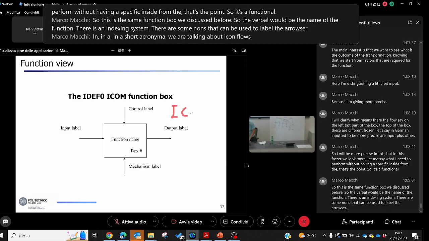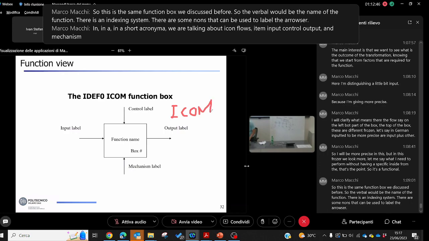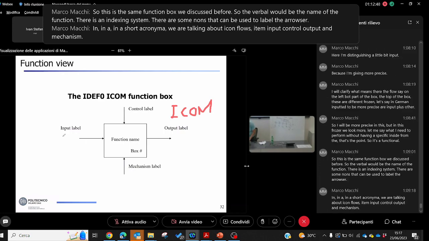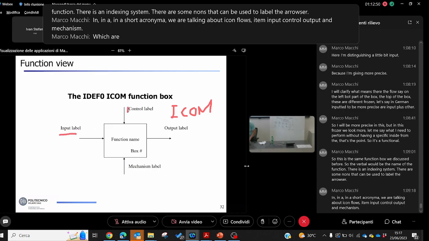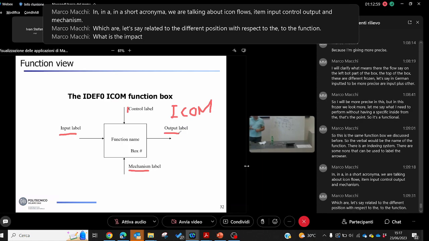ICOM: input, control, output, and mechanism, which are related to the different position with respect to the function. What is the input? The input is what enters to the left. What is the input? It is the object that is subject to the transformation.